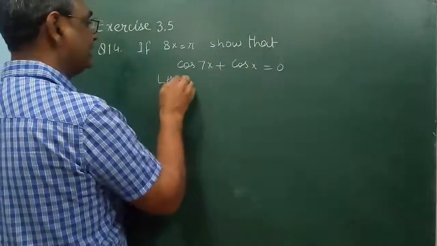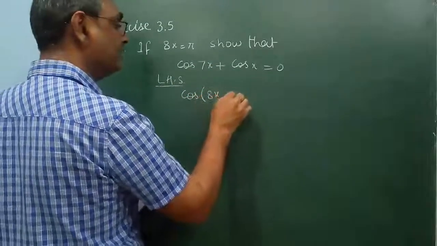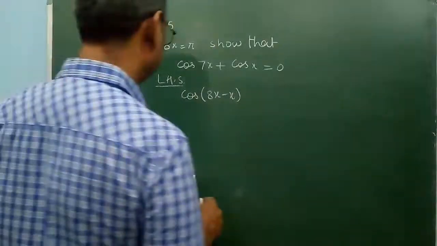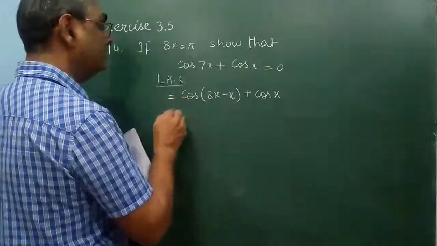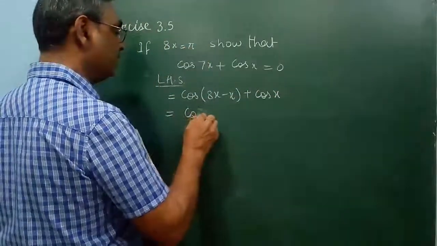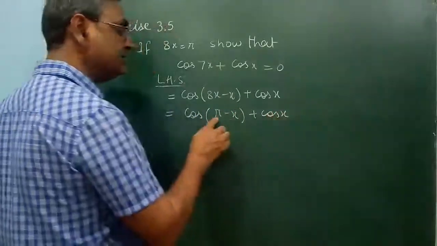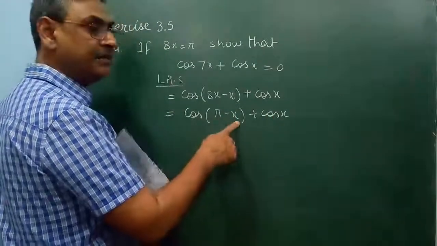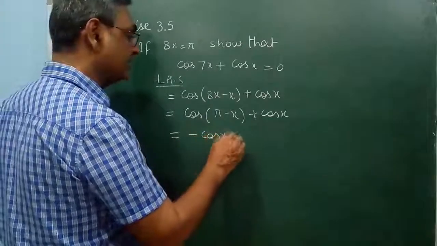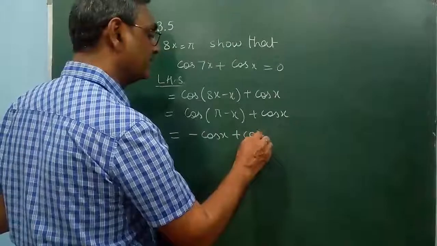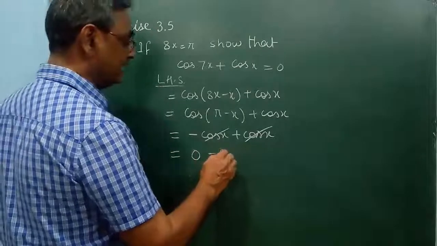So we take LHS. Cos 7x we can write as cos(8x minus x). Correct? Plus cos x. What is 8x? 8x is pi. So we can write cos(pi minus x). Which quadrant is it? 180 minus theta is second quadrant. In the second quadrant cos is negative. So minus cos x plus cos x. These two will be getting cancelled. So here it will be 0, equal to RHS.